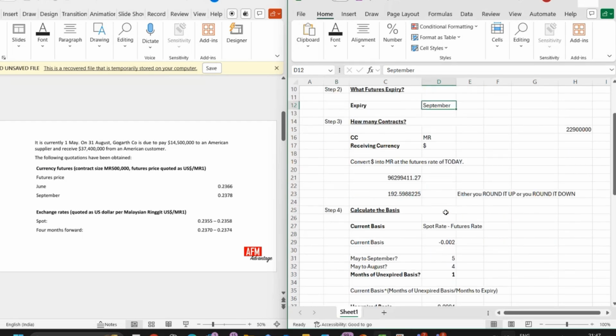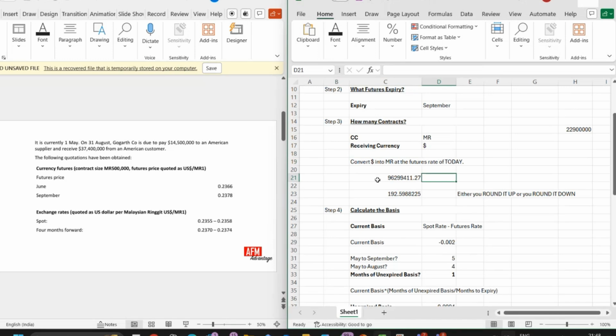Now, how many contracts? First we have to identify if the contract currency and the receiving currency are the same currency or different currencies. In this case, our currencies are opposing each other. Our contract currency is in ringgit, but our receiving currency is in dollars. That means we'll have to convert one of the currencies to the other. In some cases, the contract currency and the receiving currency are the same, so we don't have to do anything; we can simply take the amount and divide it by the contract size. But over here, since they are in opposing currencies, we have to convert dollars into MR at the futures rate of today.